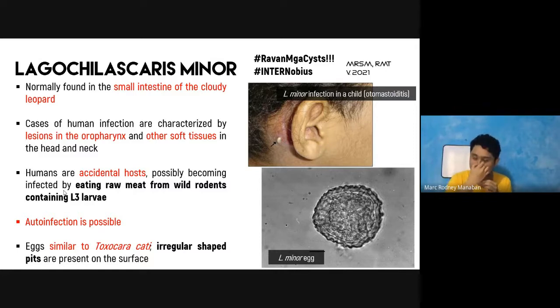It's possible because of hunting wild rodents and eating them raw. Now, autoinfection is possible. The eggs are similar to Toxocara canis, and the surface, as you can see, has irregular pits, or irregular protrusions. So that's the egg of Lagochilascaris minor. Again, it's a rare infection, but once humans are infected accidentally, it presents as soft tissue infections in the neck, the head, the back. Inside the nodules are adult worms and even eggs.